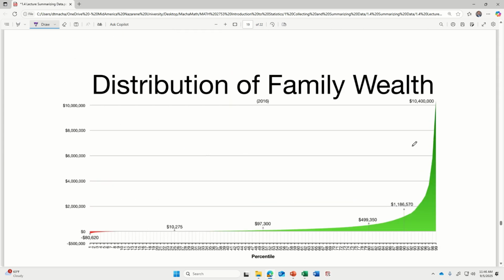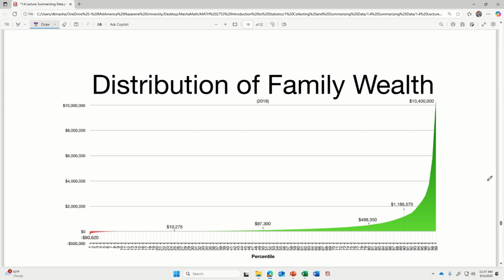And I included this because I think it's interesting. Across the bottom of this graph, again, sorry it's so small, but maybe you can see it, are percentiles. So if you're curious about what the 25th percentile looks like, the 25th percentile has $10,000 in assets in the United States. And that's also the first quartile, right? 25th percentile would be the first quartile.